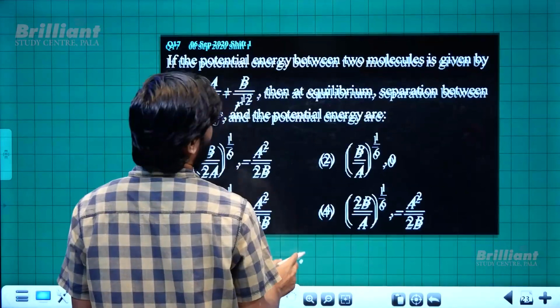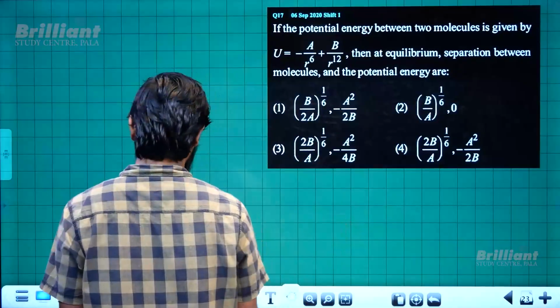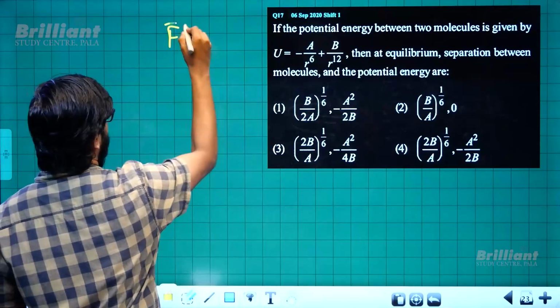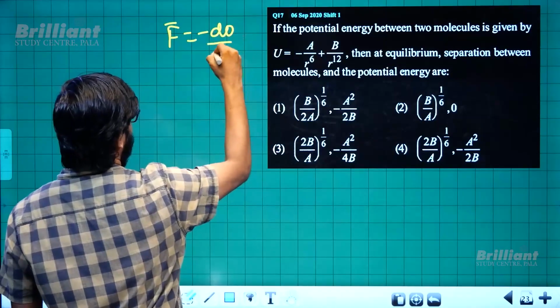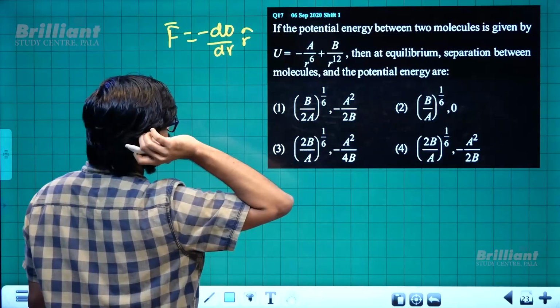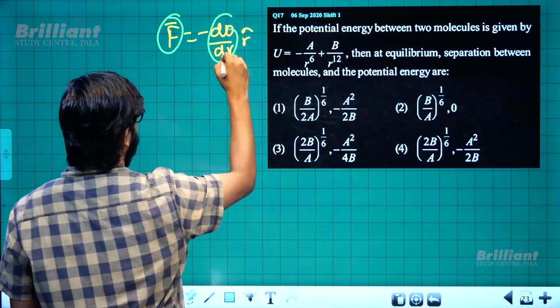This kind of question we have already seen, so I will be directly doing it quickly. We need to find force. Force is minus du by dr in r cap direction. It is equilibrium they are asking. So at equilibrium, force has to be 0. The meaning is this has to be 0.